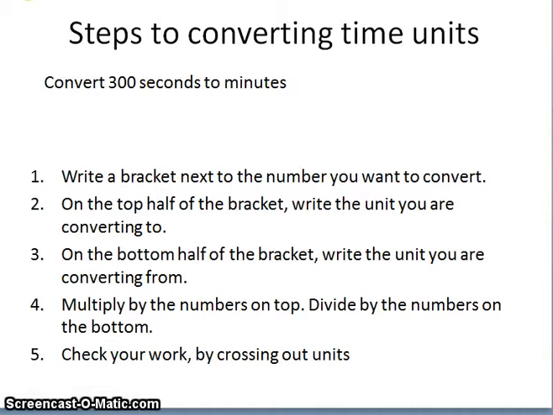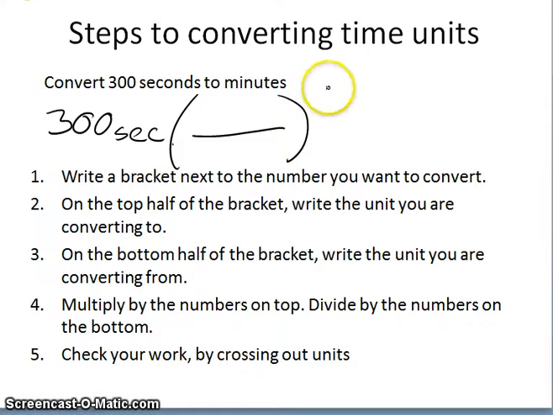Alright. Converting time is very similar to converting distances. So we start the same way by writing the number that we want to convert. In this case it's 300 seconds. I can abbreviate seconds, and then write a bracket next to this number, just like we did before. Okay, on the top half of the bracket, we're going to write the unit that we want to convert to, which in this case is minutes.